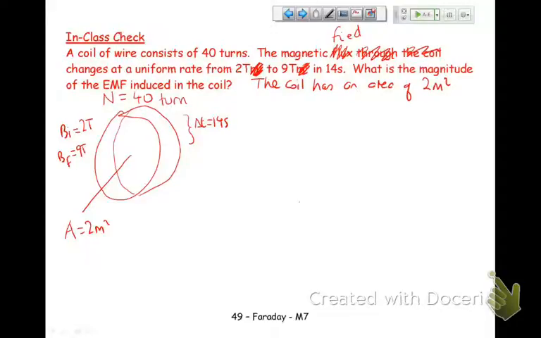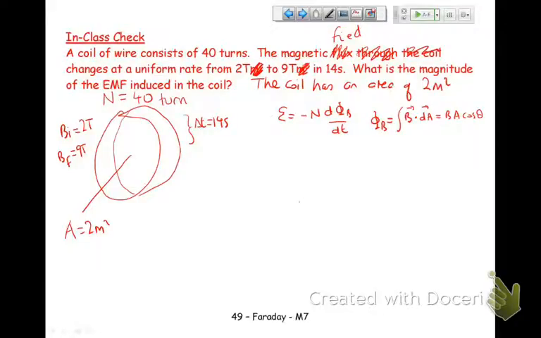Okay, so let's do this. First of all, let's write down Faraday's law, which is that my EMF is equal to minus N d phi B by dt. And then I also know that my phi B is equal to the integral of B dot dA, which equals the magnitude of B times the magnitude of A times the cosine of the angle between.